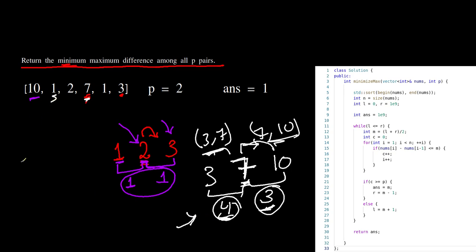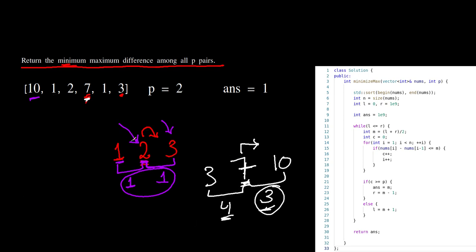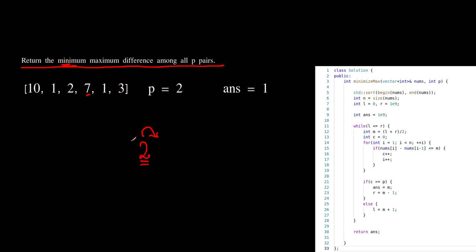For example, if you take 1, 7 minus 1 equals 6. 6 is greater than 4. If you take 2, 7 minus 2 equals 5. So 5 is greater than 4. So notice this pattern: 1, 2, 3, and here we have 3, 7, 10, and so this tells us that we need to sort the array in order to find the solution.